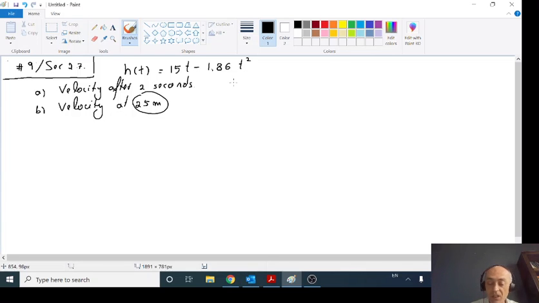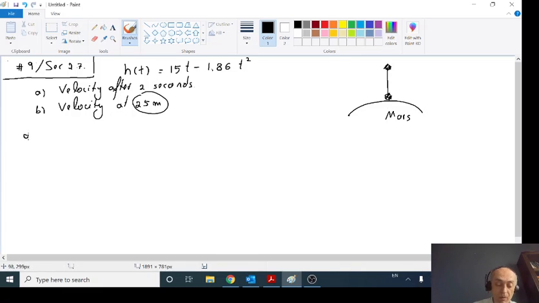So this is the formula that represents the altitude of a rock that's thrown straight up on Mars. So here's how this goes.